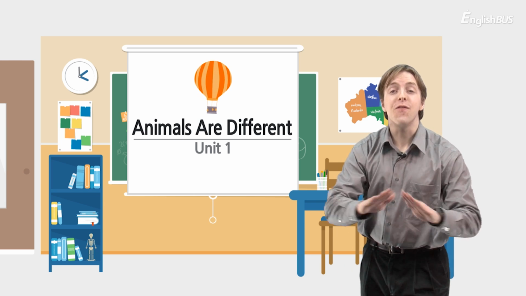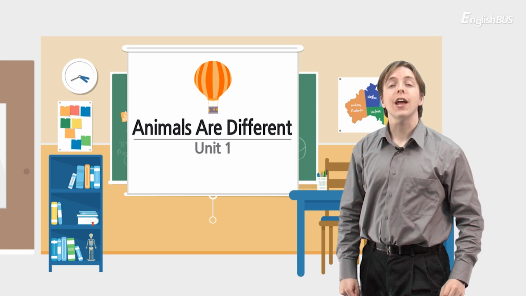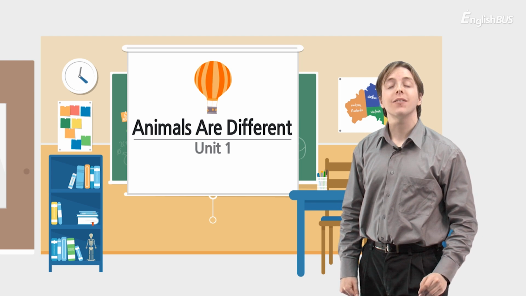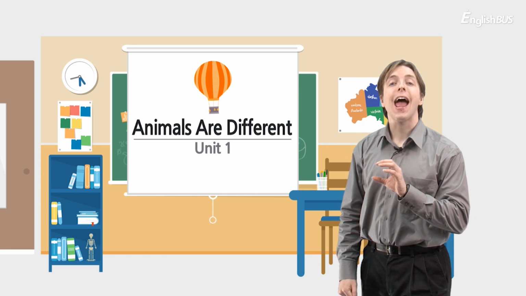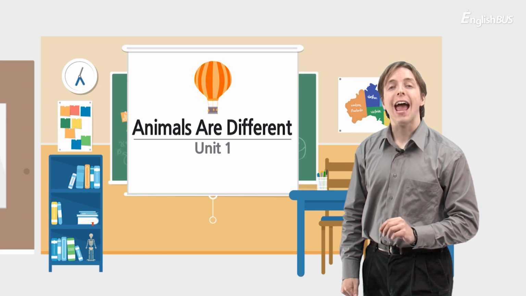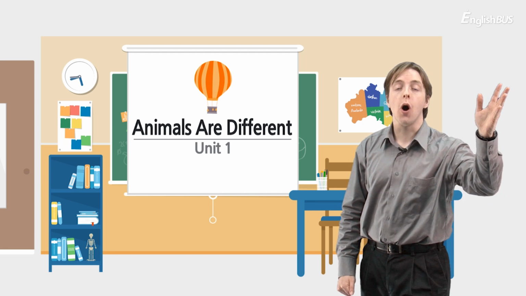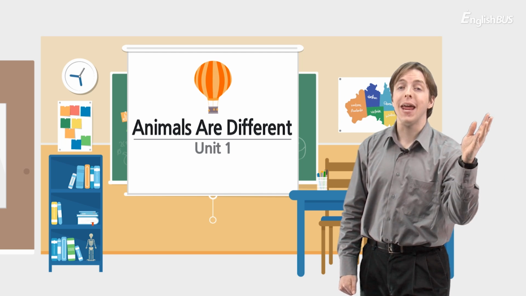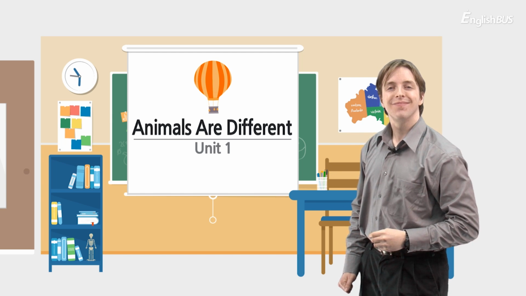Congratulations! We have finished unit number 1. Now remember the words and phrases that we have talked about today. Particularly, remember comparative adjectives. We usually add ER to any adjective. Small, smaller. Big, bigger. Fast, faster.